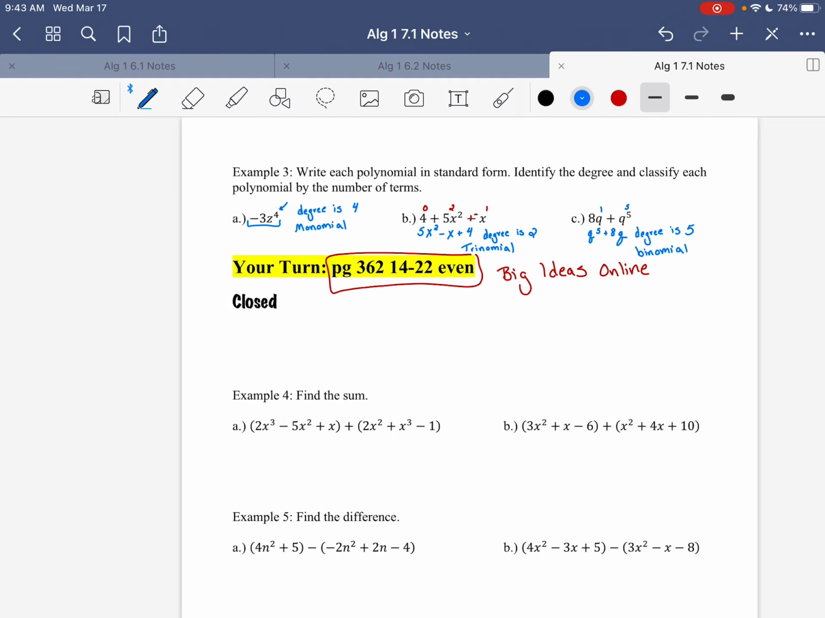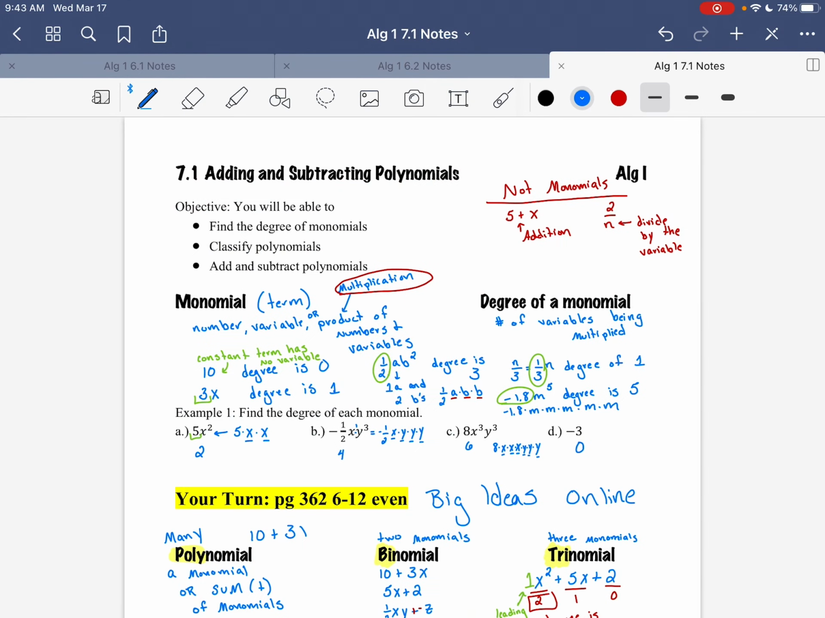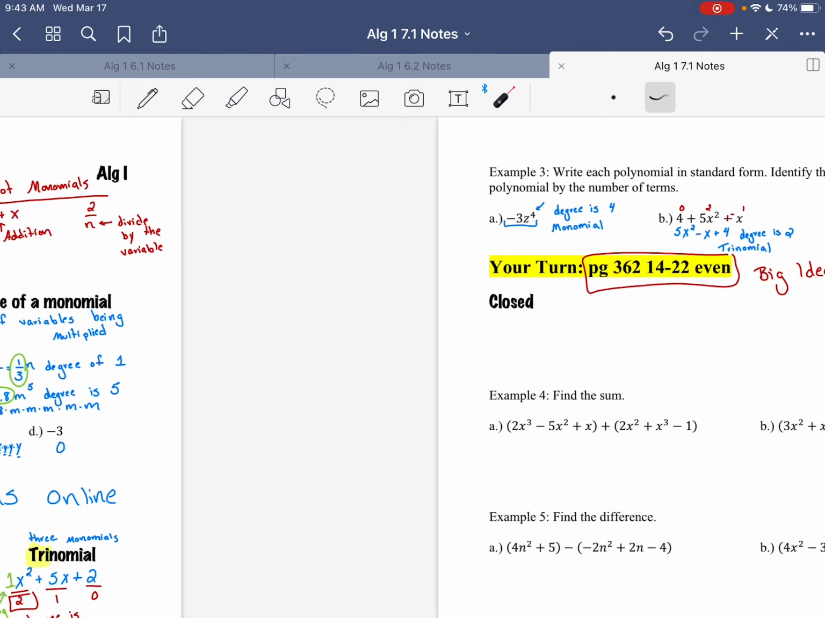All right, very last video for section 7.1. So we're in 7.1, adding and subtracting polynomials. We're going to actually get to that last bit. In part 1, we found the degree of the monomials. Part 2, we classified polynomials. And this last one, we're finally going to add and subtract polynomials.